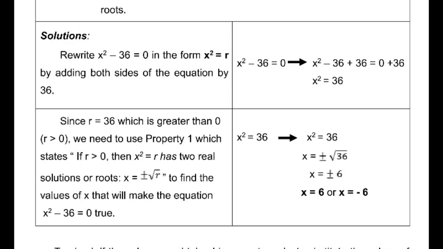So x squared equals 36, if we're going to solve this one. 36 is a perfect square. So we can have x equals positive negative square root of 36. x here is equal to positive negative 6. So 6 times 6 equals 36. Negative 6 times negative 6 is also 36. So x here is equal to 6 or negative 6.